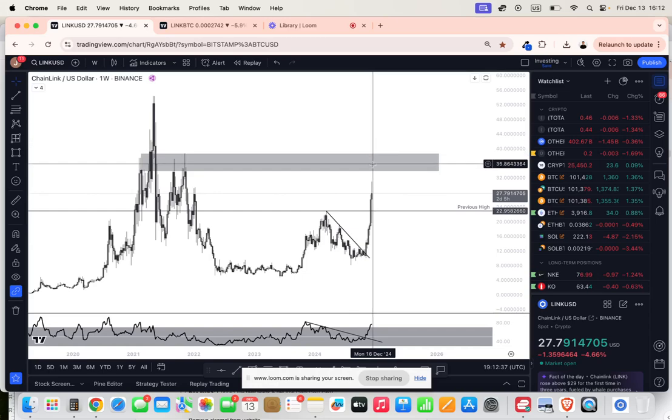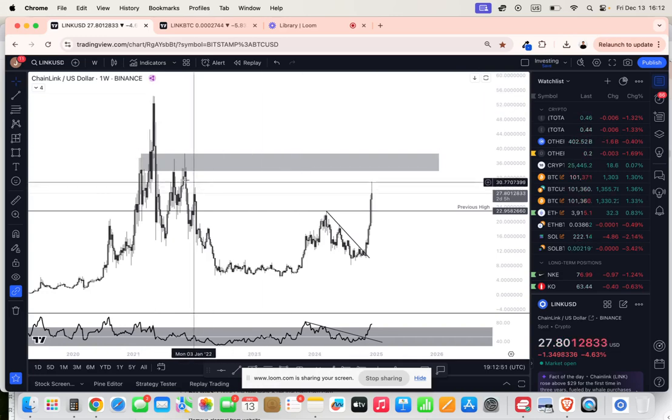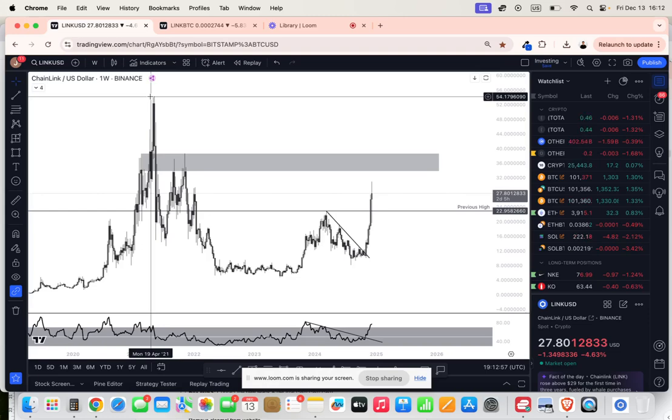Once we break through this box here, this resistance zone, honestly, I will just be targeting the all-time high, which is just under $55. If we end up breaking that, then we're going to have to reassess and see where we are and where the overall market is. For the moment, these are my two targets: our zone between $33 and sort of $38, and then again at $54.